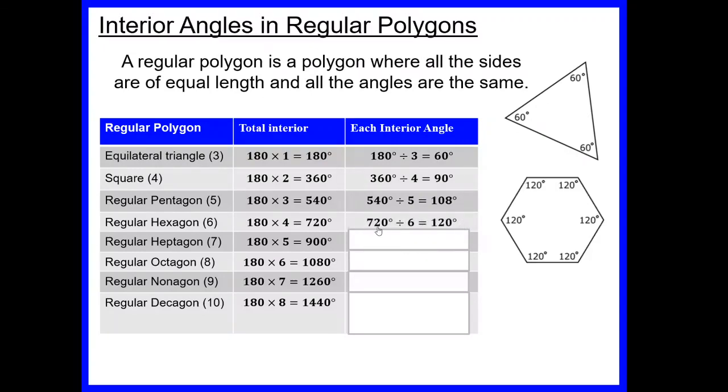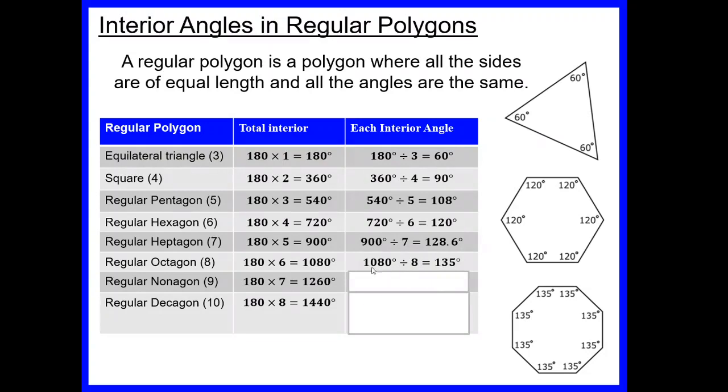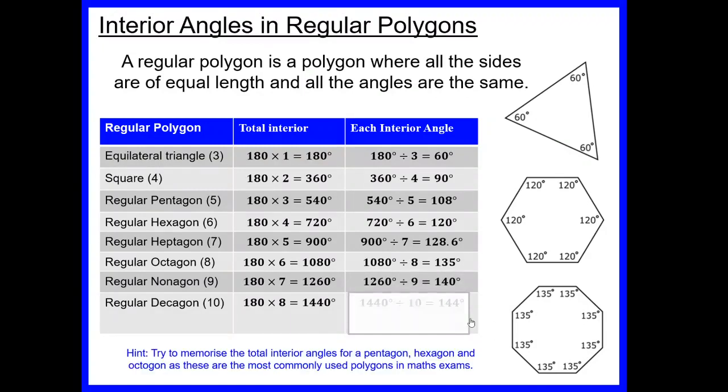Our regular hexagon, the total was 720, so we can divide it by 6. So each one is 120 degrees. Our heptagon is a little bit odd. It does give us a decimal answer, so I've rounded it to 1 decimal place. Our octagon, 1080 divided by 8 means every vertex is 135 degrees. So all the vertices are identical. And then the same with our nonagon and our decagon. So by taking the total interior angles and dividing it by the number of sides, we can find a single interior angle of a regular polygon.